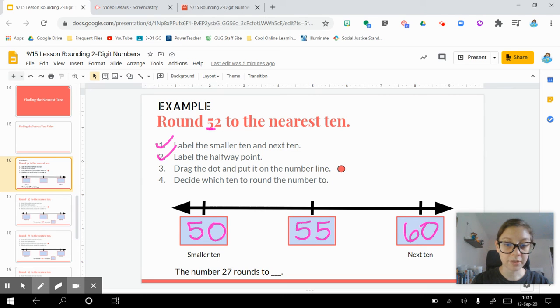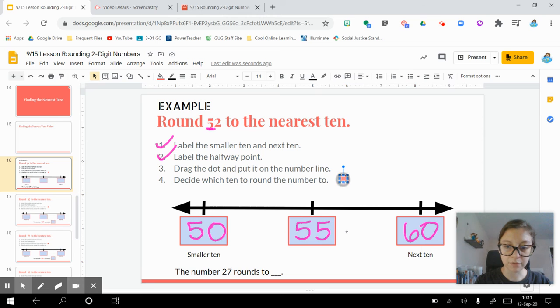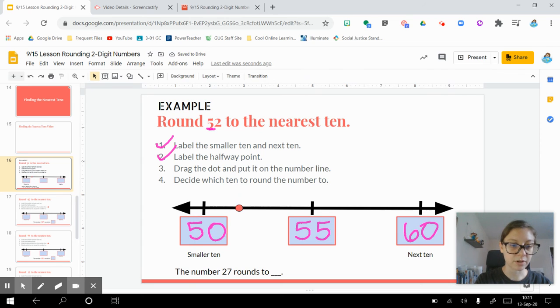Step 3 says drag the dot and put it on the number line. So here, I'm going to be putting 52 on the number line with my dot. I know that 52 is less than 55, so it's going to go somewhere over here. And I think 52 is a little bit closer to 50, so I think it's going to go about right there. Okay, so now I have 52 on my number line, so I'm going to check off step 3.